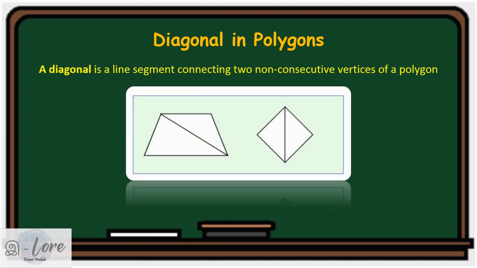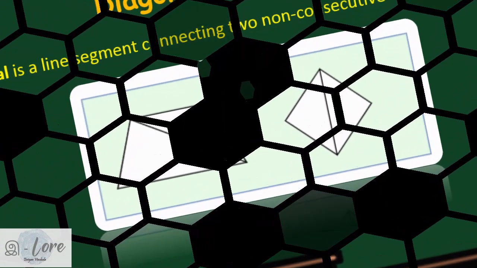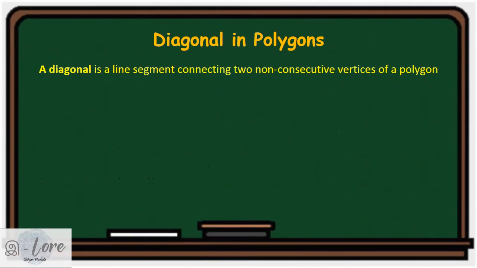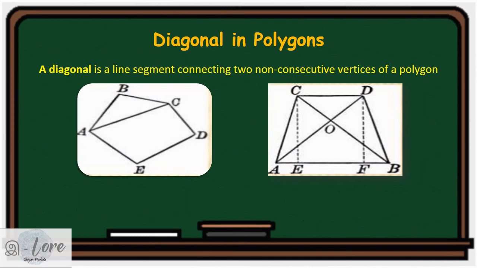For example, in these two figures, the lines drawn inside the figure are called diagonals of a polygon. Could you understand the concept? If not, I am ready to give a few more examples to help you understand the diagonals of a polygon. It's a very simple concept. Look at the first two figures. The first figure is A, B, C, D, E. The second figure is A, E, F, B, D, C. Some lines are drawn inside the figures.